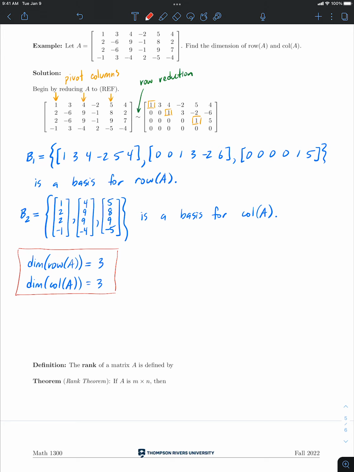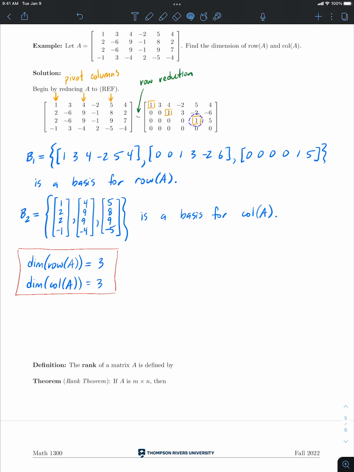Okay, so notice that we got 3 for both of these. They're both 3. Is that a coincidence? And the answer is no. Why not? Well, remember, to get a basis for a column space, you need to take the pivot columns of the matrix. Well, how do you determine the pivot columns? You row reduce the matrix and figure out where the leading entries are.